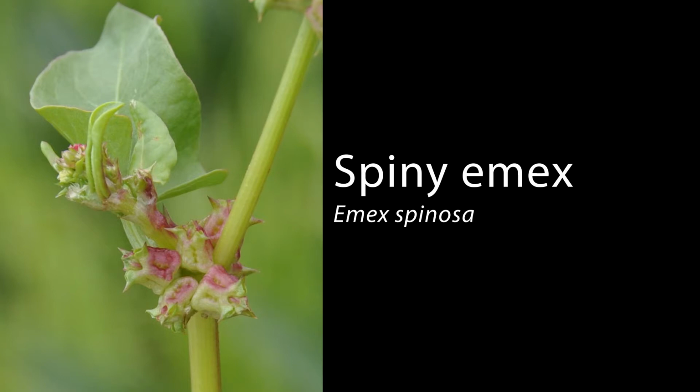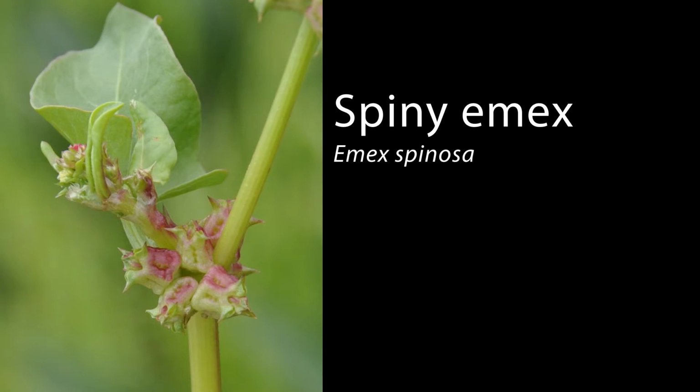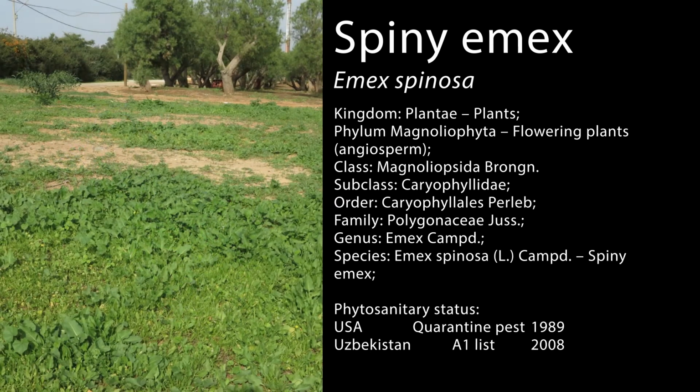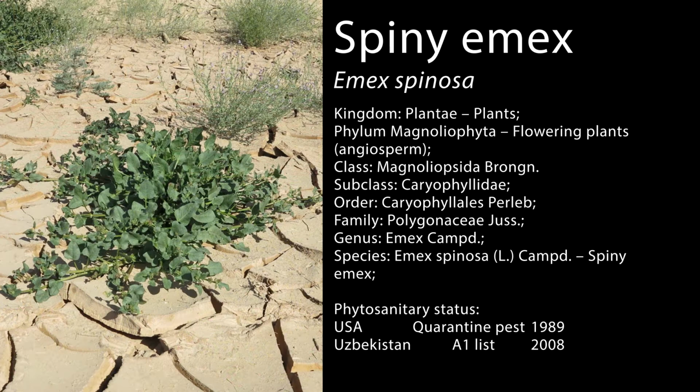Species Spiny Emex, Emex spinosa, is a weed plant of agricultural crops. The species is included in the quarantine pest list of the USA and Uzbekistan, proposed for inclusion in the uniform list of quarantine objects of the Eurasian Economic Union.